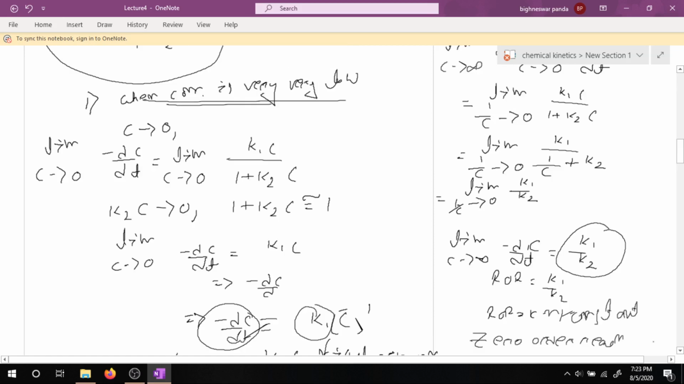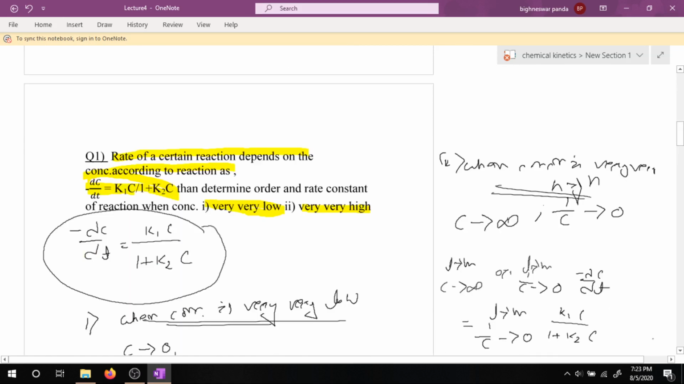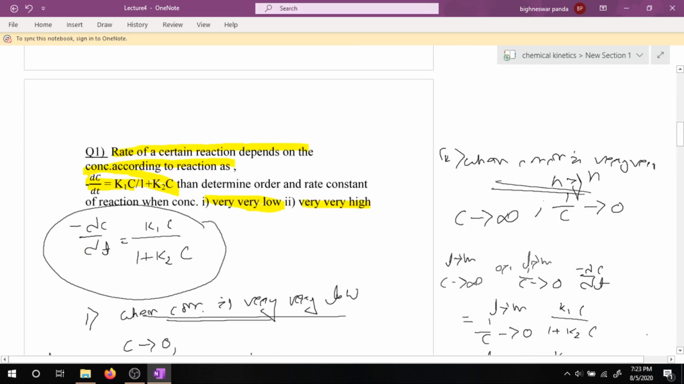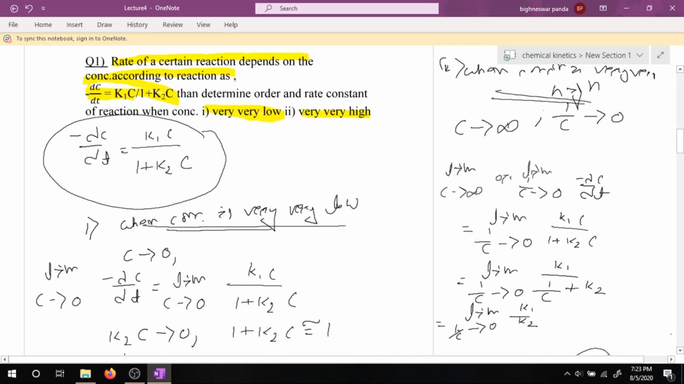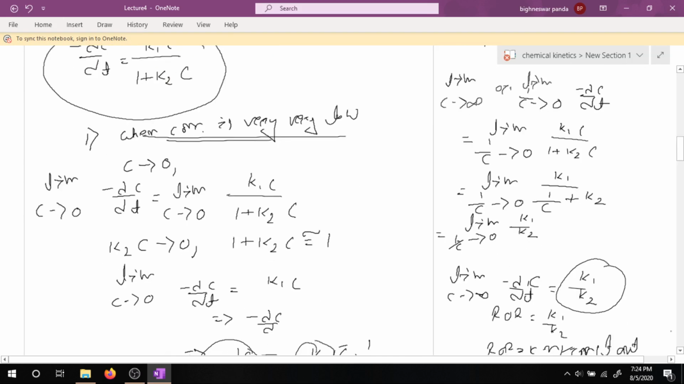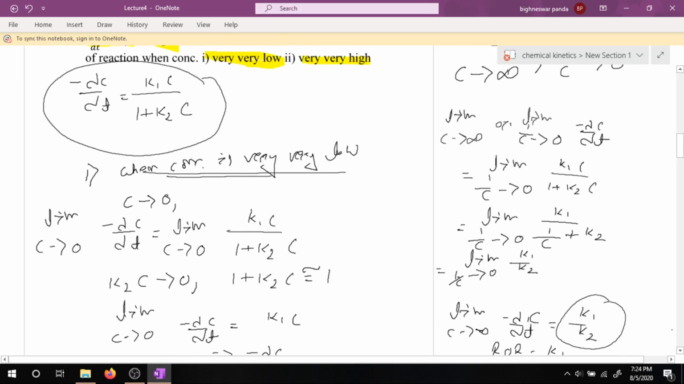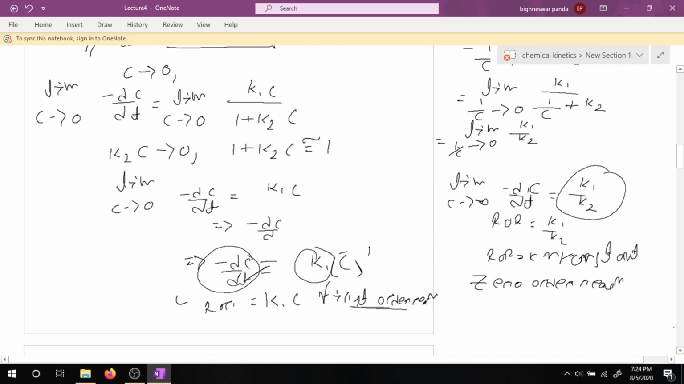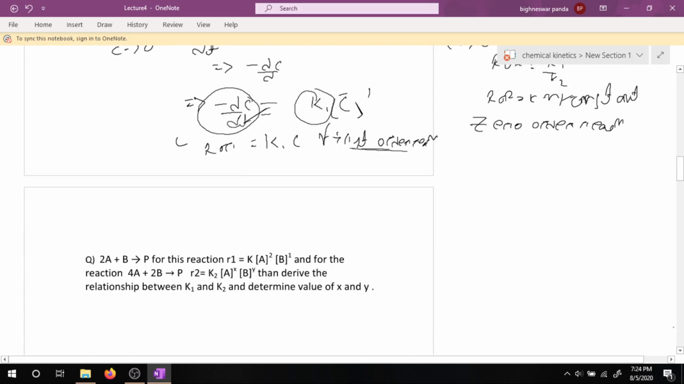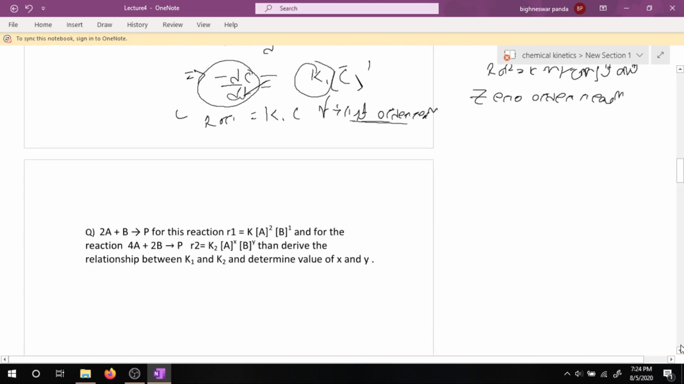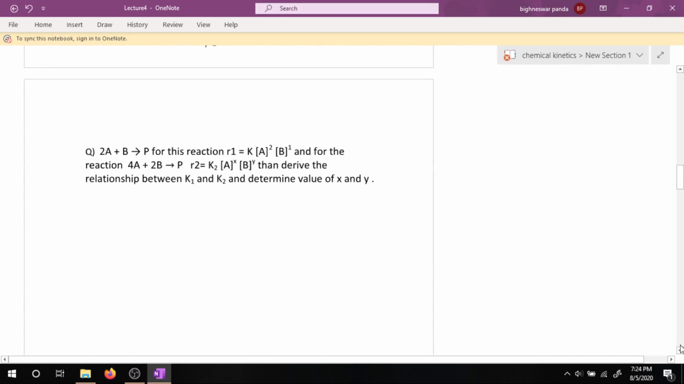So for the first part, it is a first order reaction when the concentration is very low. When the concentration is very high, it is a zero order reaction. For very high concentration, C tends to infinity, so 1 by C tends to 0. So this is the problem solving approach for question number 1.